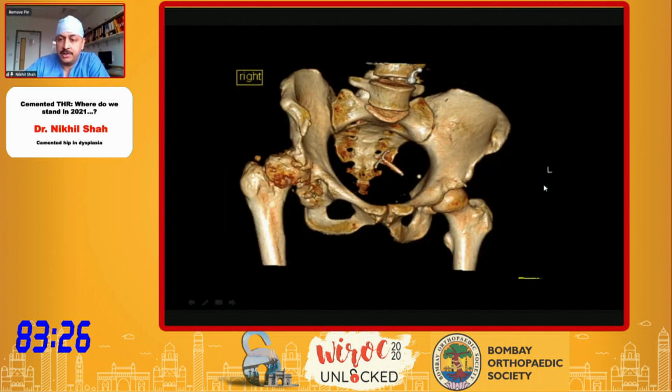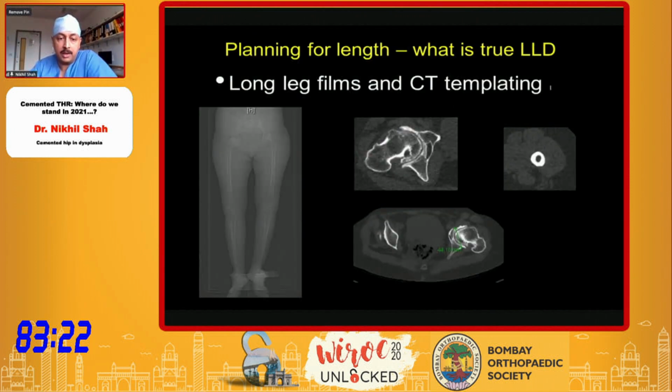3D CT and reconstructions are quite helpful, and in complex cases, I do obtain them. I like to do CT scan planning in the axial sections and in the coronal sections also, because they help you measure the diameter of the acetabulum in the AP plane, and that helps you determine what the size of the socket is going to be. It also helps you in determining leg length.